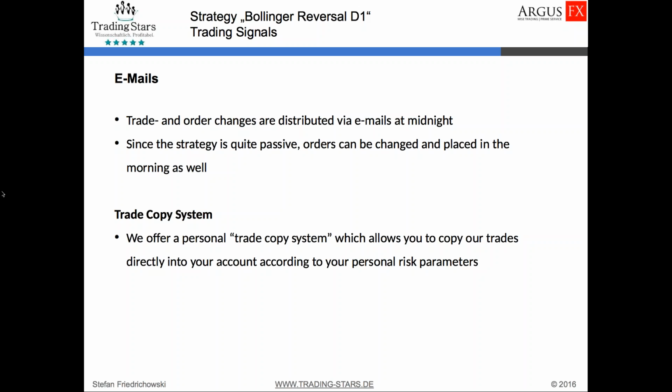Another system we offer is a trade copy system, which allows you to copy our trades directly into your account according to your personal risk parameters, related to the amount of money you would like to risk. And you have two ways. One is equity based and one is a fixed lot size multiplier. So that is a very new strategy in brief.